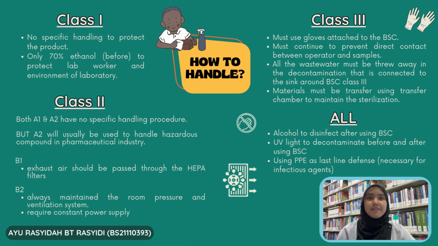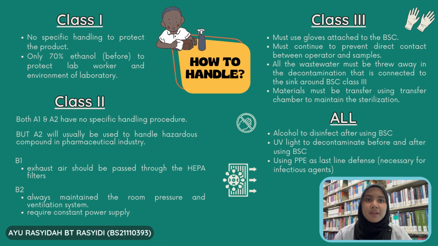Next, BSCs have different ways to be handled according to their class. As for Class 1, it only requires the usual aseptic technique, which is disinfecting the tools and the surface of the BSC using alcohol before proceeding with the experiment. For BSC Class 2, A1 and A2 BSCs have different handling ways, where A2 is more suitable to handle hazardous agents as it provides a comparable level of safety for the environment and product, even when it has less stringent airflow requirements.